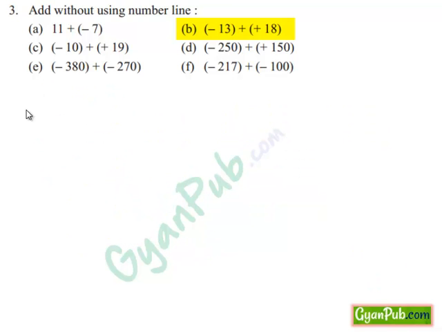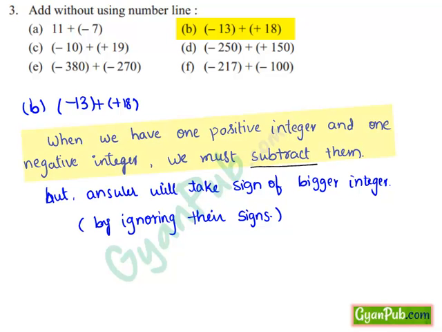Similarly, take down the B bit. Minus 13 plus 18. Here we have two integers to add without using number line. One is a positive integer, one is a negative integer. To add a positive integer and a negative integer, we have one formula. That is, when we have one positive integer and one negative integer, we must subtract them. But the answer will take the sign of the bigger integer. Here we decide the bigger integer by ignoring their signs.